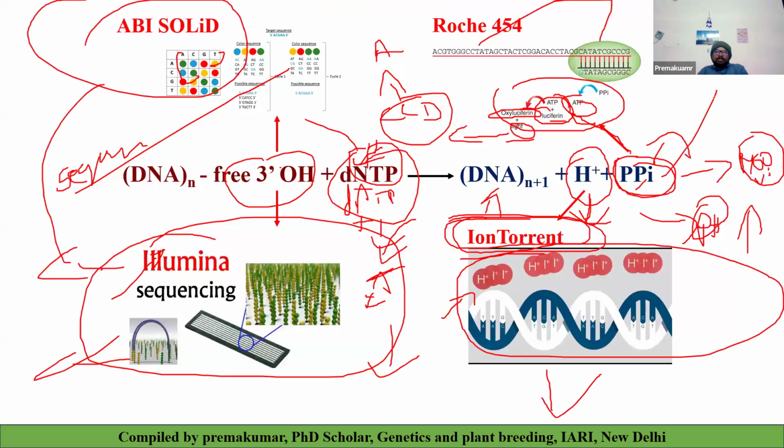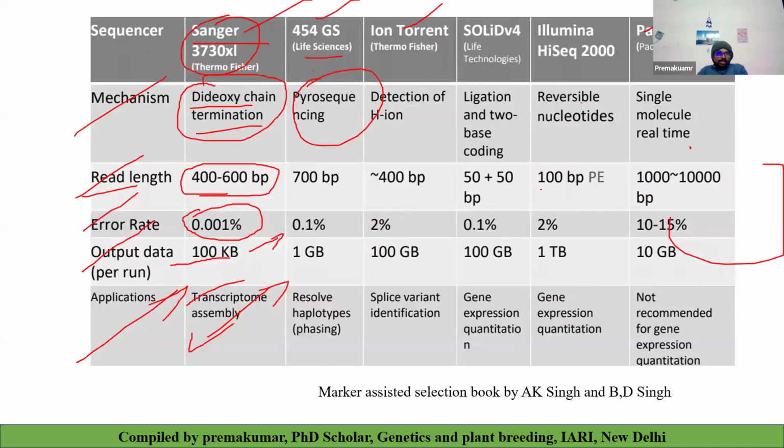Then the 454 sequencing method majorly uses pyrophosphate sequencing chemistry. The read length is 700 base pairs, and the error rate is 0.1%. See the difference: here 0.1 and here 0.01. That's why Sanger is still regarded as the gold standard sequencing method. And 454 can also resolve haplotypes, or it can be used for DNA sequencing.